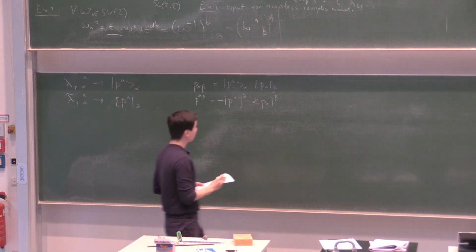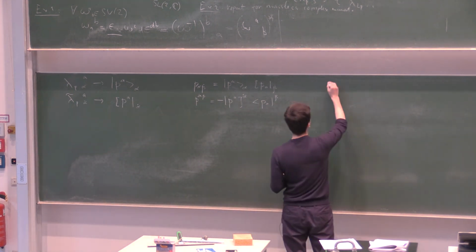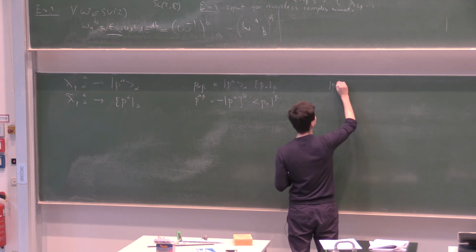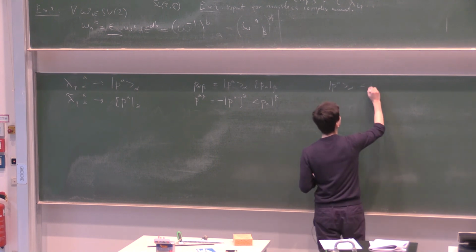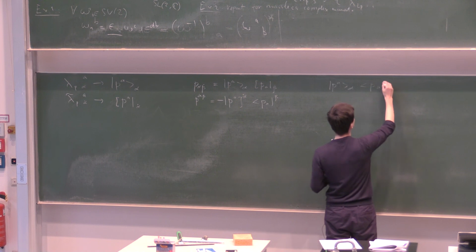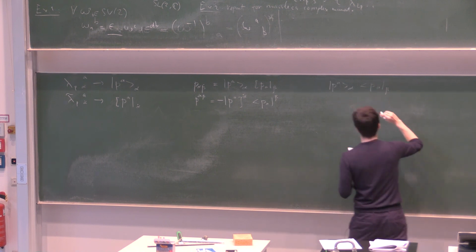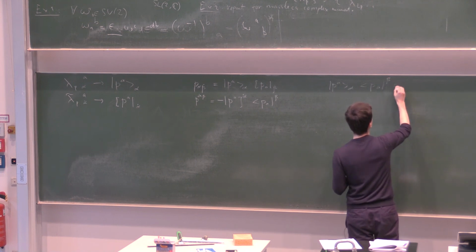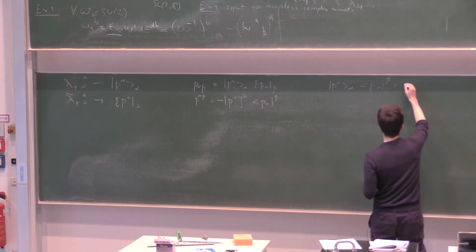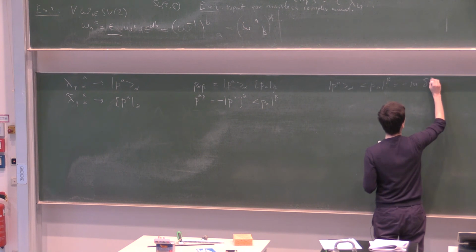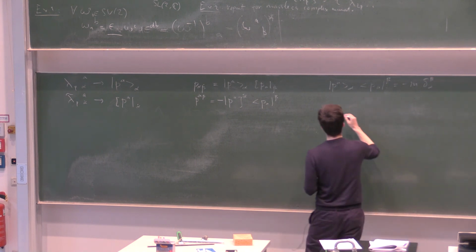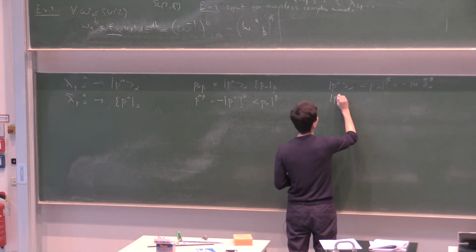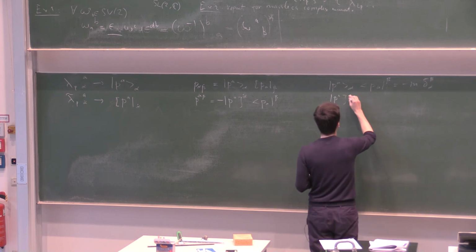Funny enough, when you contract little group indices of like chirality spinors, you get unity times m. So this.